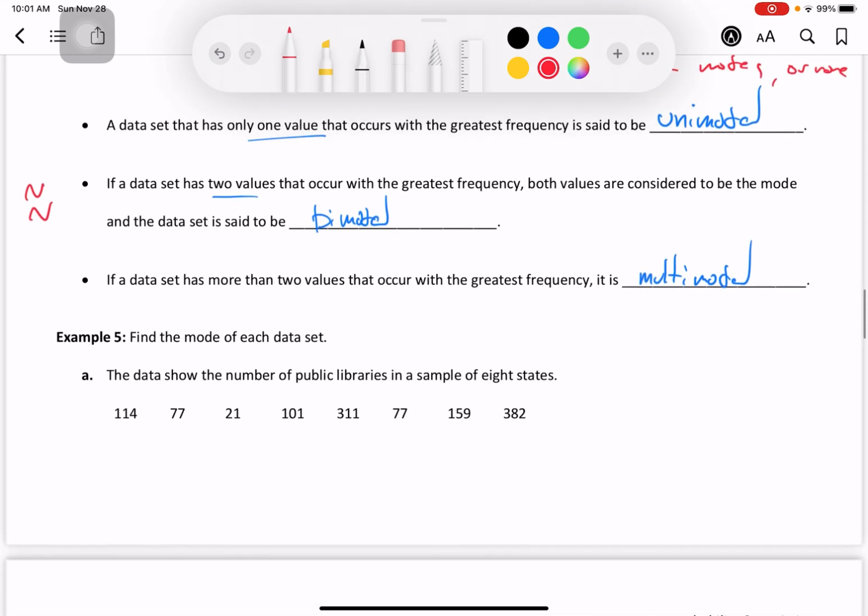All right, this is our last little one here. Last little example, and we'll leave it here today. We'll pick up on next pages when I'm in class on Tuesday. So I see 2 77s. Anything else repeated here? No? So 77 is our mode. And there's no fancy symbol for that one.